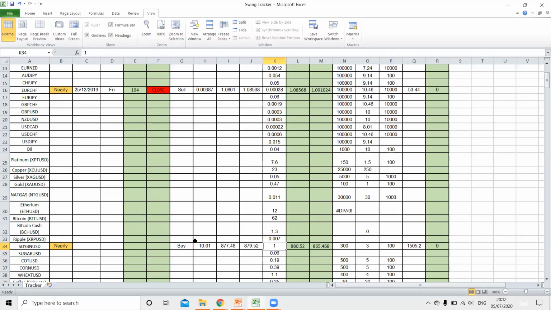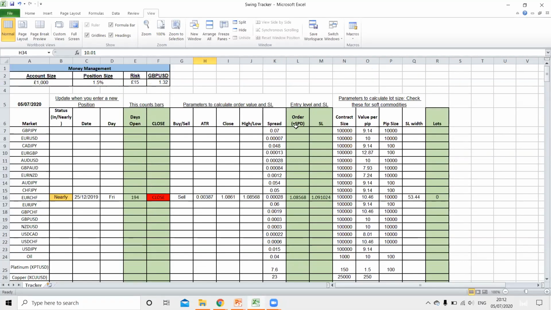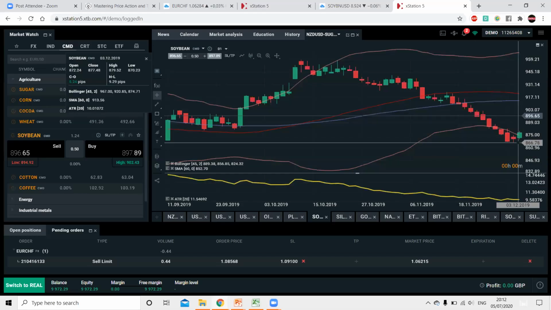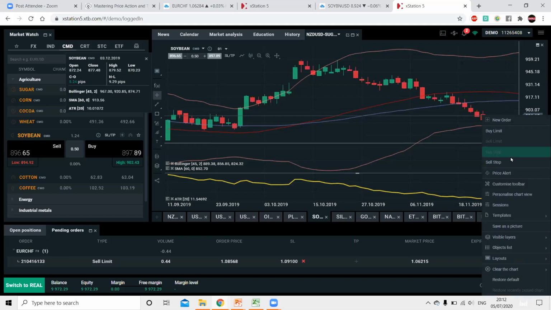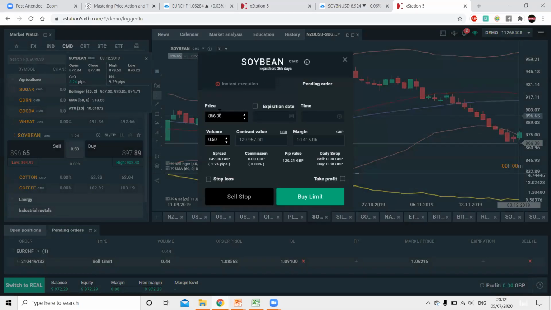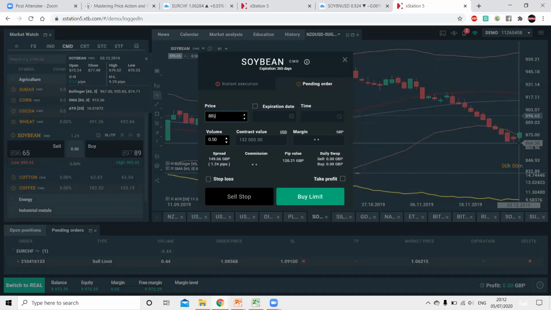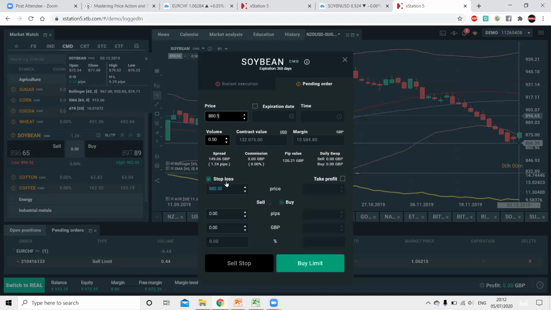So we've put the numbers in, so you can see our order and our stop loss automatically calculated for us. 880.52 and 865.5. And let me put that on the chart just to show you. 880.52. Stop loss by 865.5. And then you change your spread.